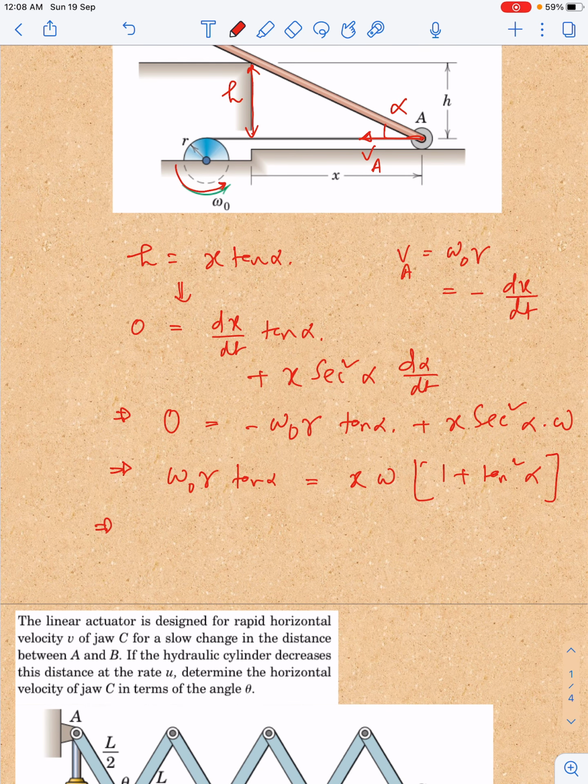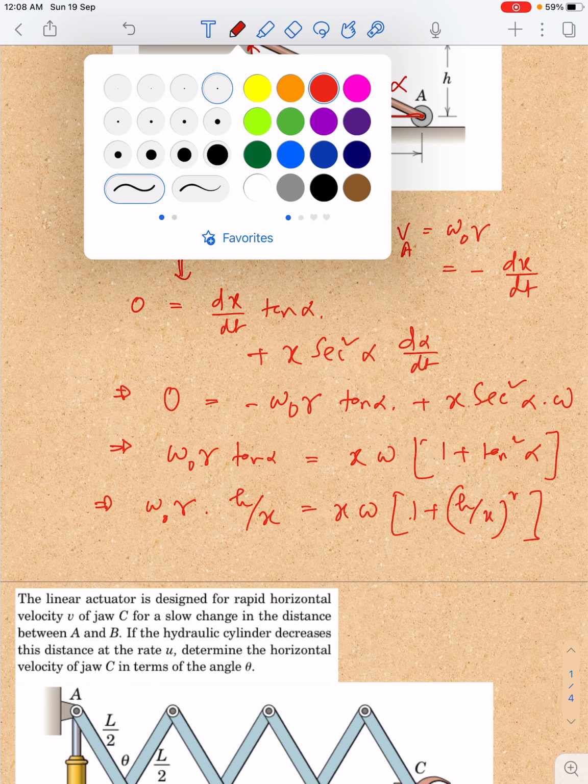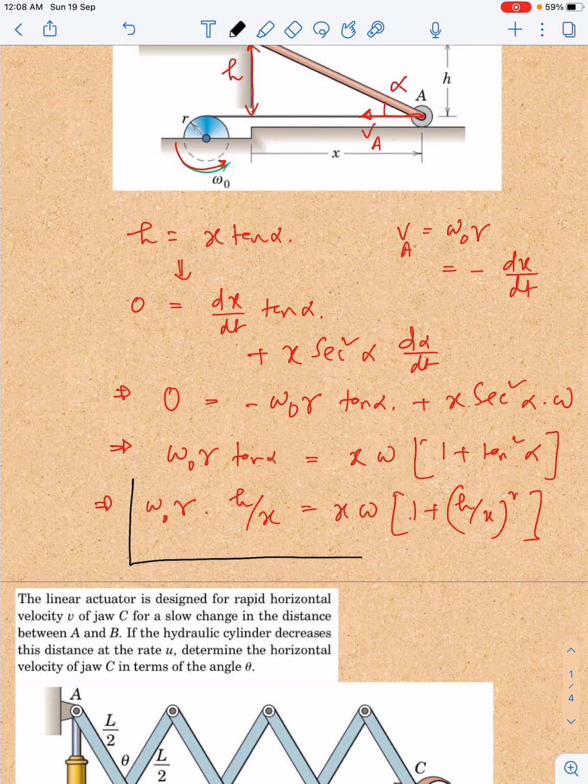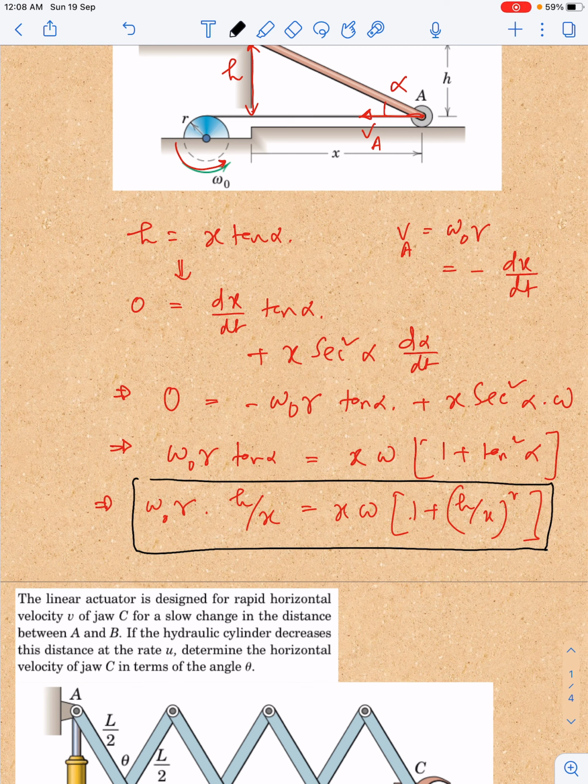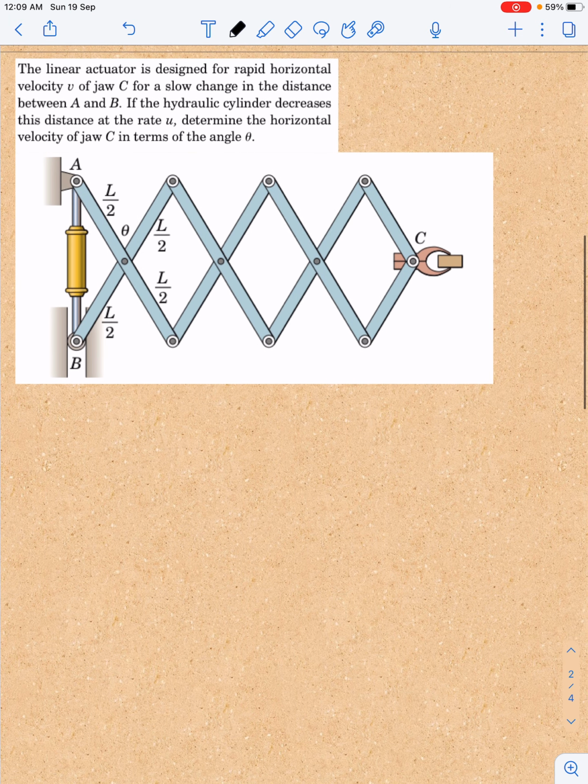From here, omega naught into r tan alpha, where earlier we got tan alpha as h by x, is equal to x omega into 1 plus h by x whole square. And from this equation, it is very easy to figure out the value of omega that they are asking in this question. I hope this is clear to everyone. It's a very simple way of calculating things, not difficult. So let us move on to the next question.